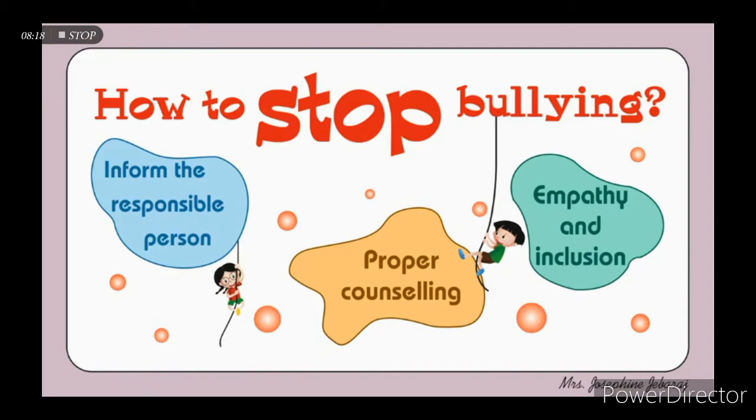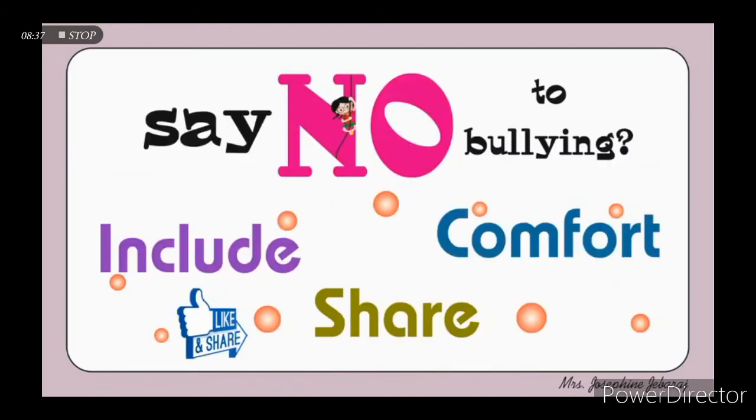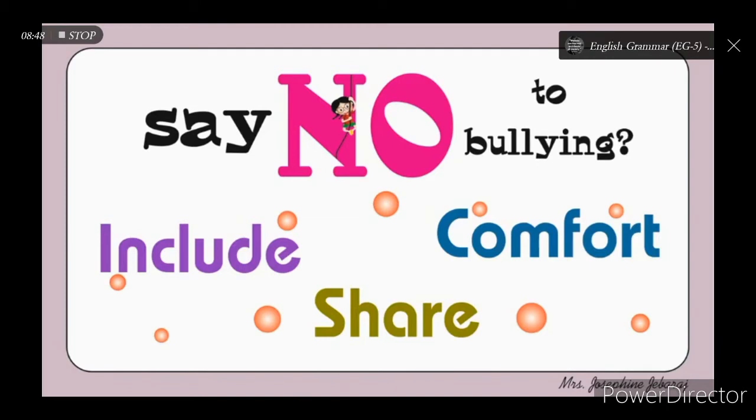But here we need to notice that not only the person who is being affected by the bullying, but in this lesson, not only Anu but also Ajay needed help to come out of the bullying behavior. So dear students, as children, do not tease or hurt anyone by your words or actions, because it's neither good for you nor for the others. And if you are bullied, stop it immediately with the help of elders like parents or teachers.